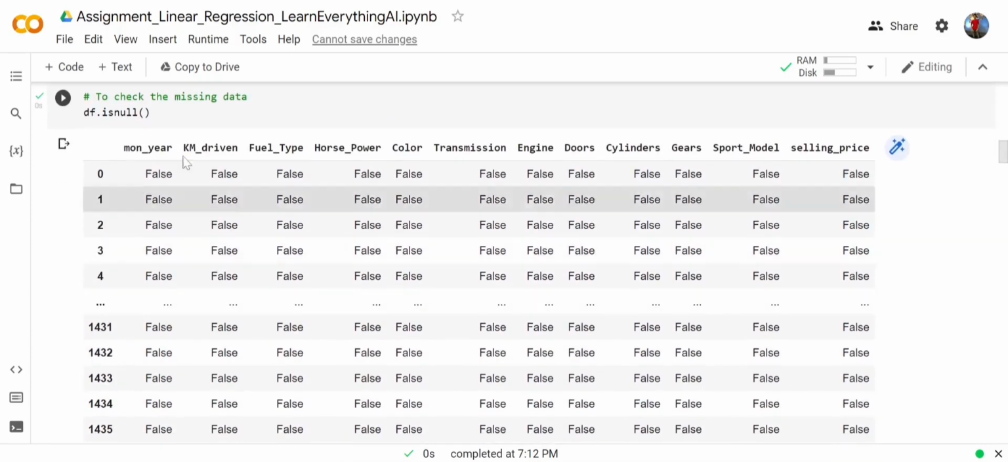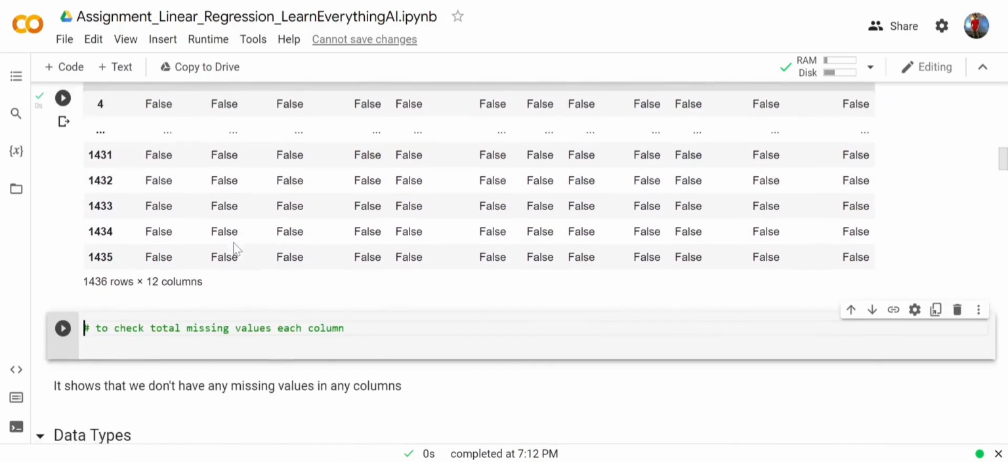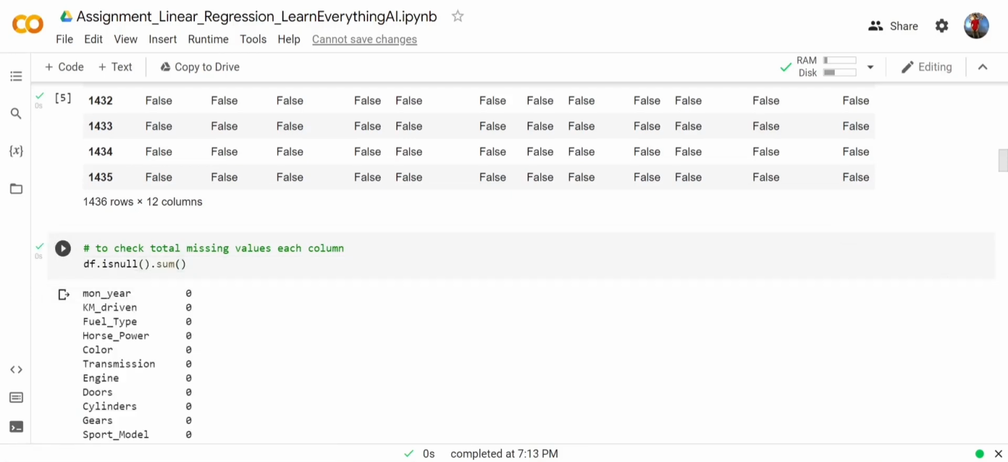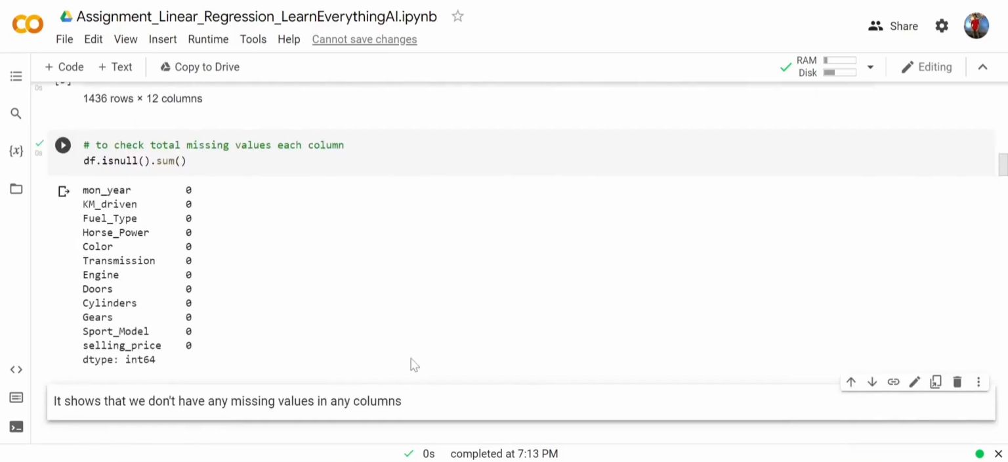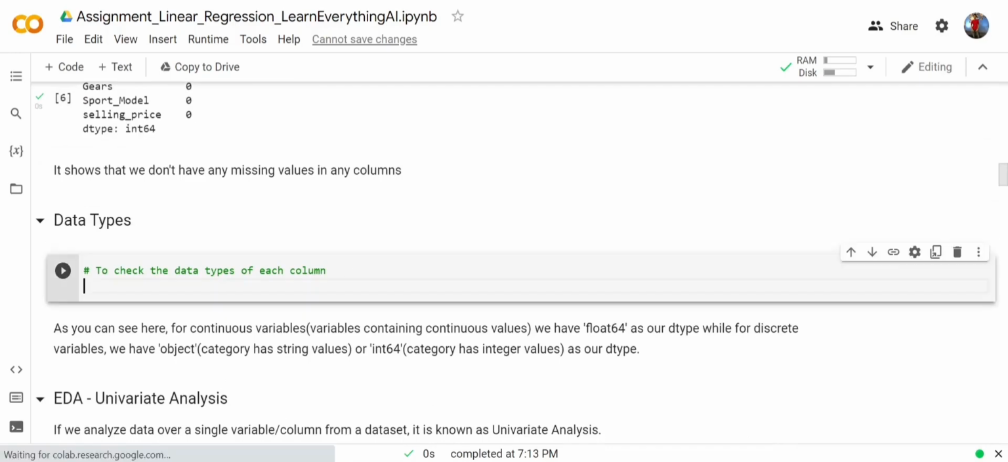So yeah, most of our data is false. There are not many null values here. Let us verify it using a cleaner and more efficient function, that is isnull().sum(), that we had even done in the EDA video. And as we get, there are no null values. So it shows that we do not have any missing values in the columns. So some of our job has been saved.